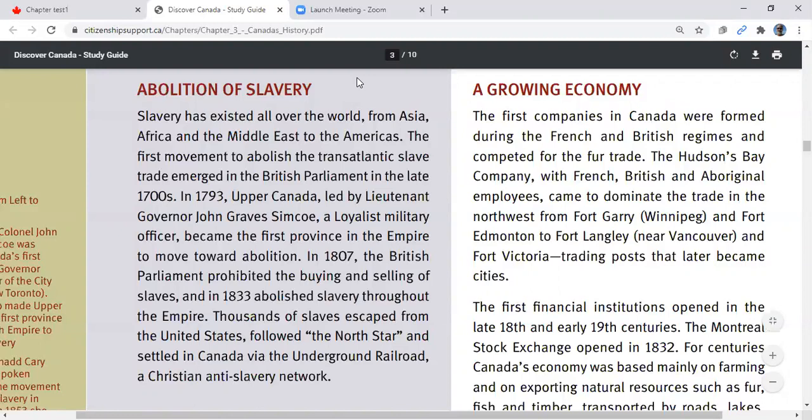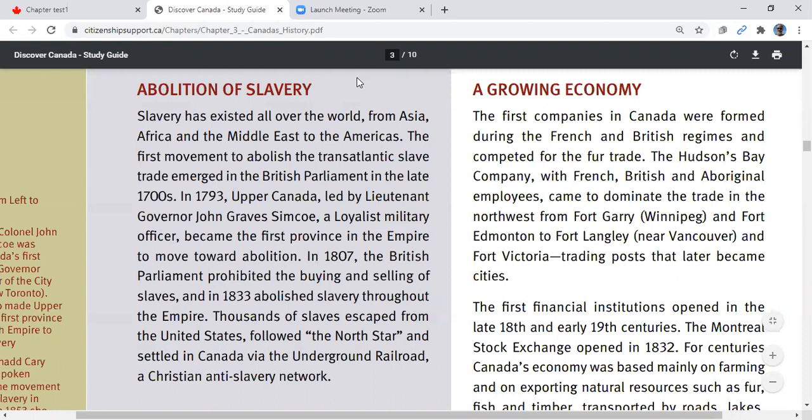So it says in 1807, the British Parliament prohibited the buying and selling of slaves. So that means in 1807, the British government stopped slavery. And then in 1833, it stopped slavery throughout the British world. Yeah. Okay, and then the other important thing here is thousands of slaves came to Canada from the United States, because Canada stopped slavery, but the United States didn't stop slavery. So thousands of American slaves came to Canada for freedom.